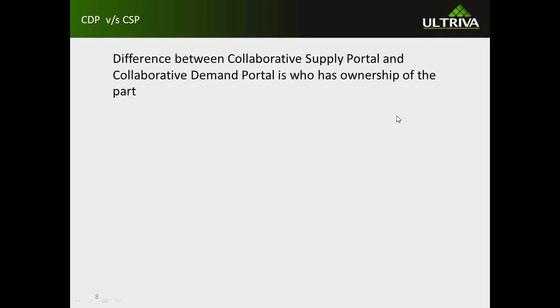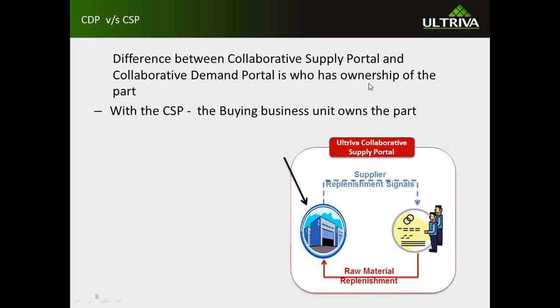So most of you are probably familiar with the module that we call our Collaborative Supply Portal. And there's just a couple differences really between the way the two operate. The primary difference is who owns the item. In the Collaborative Supply Portal, the owner of the item is that buying business unit. For instance, maybe you have a raw materials warehouse that's procuring parts from an external supplier. That raw materials warehouse is the owner of that item.